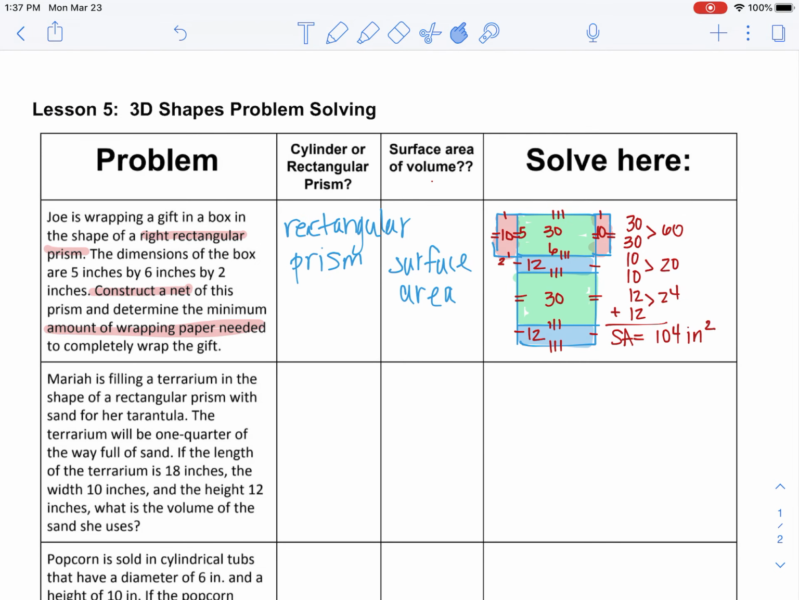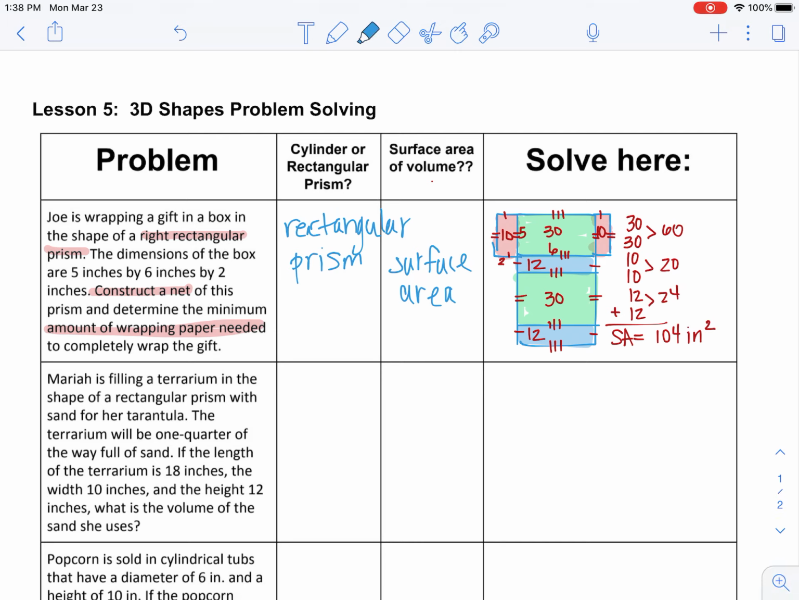All right, moving on to problem number 2. Mariah is filling a terrarium in the shape of a rectangular prism with sand for her tarantula. The terrarium will be 1/4 of the way full of sand. If the terrarium is 18 by 10 by 12 inches in height, what is the volume of the sand that she uses?